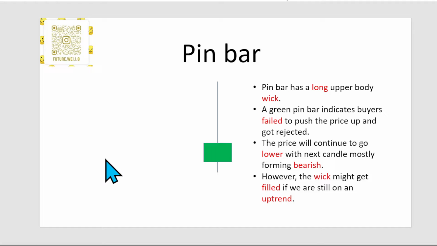Next up, we have pin bar. A pin bar has a long upper wick and is closing green in color. It indicates that the buyers failed to push the price up and got rejected. This will eventually lead to the price falling afterwards, with a bearish candle forming next. However, if we are still in a bullish trend, the wick might get filled afterwards.